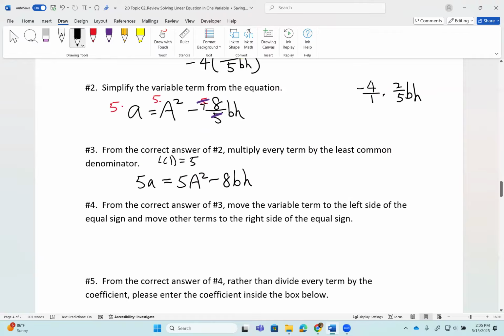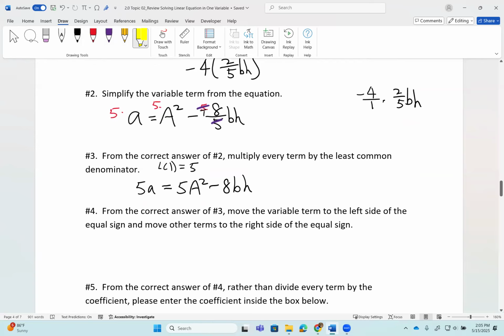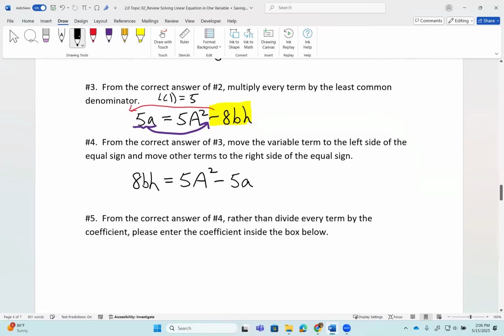There you go. All right, so from the answer we just got, move the variable term to the left side. Why? Because now my variable term is the term that contains the letter b. So right here, this variable term is negative, so I'm going to move it over. At the same time, this 5 times lowercase a will come over to the right. So negative 8bh comes to the left side and becomes positive 8bh, set equal to 5a squared, still the same on the right. Positive 5a comes over to the right and becomes negative.